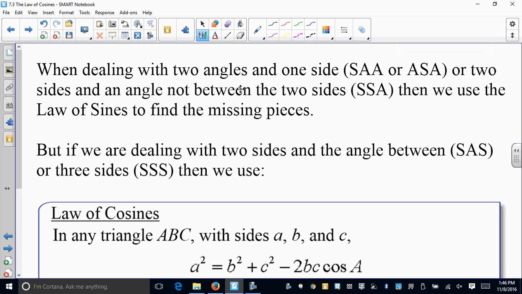When dealing with two angles and one side, so angle-angle-side or angle-side-angle, or two sides and an angle not between the two sides, side-side-angle, then we use the law of sines to find the missing pieces. But if we're dealing with two sides and the angle between them, or side-angle-side, or three sides, side-side-side, then we can use the law of cosines.